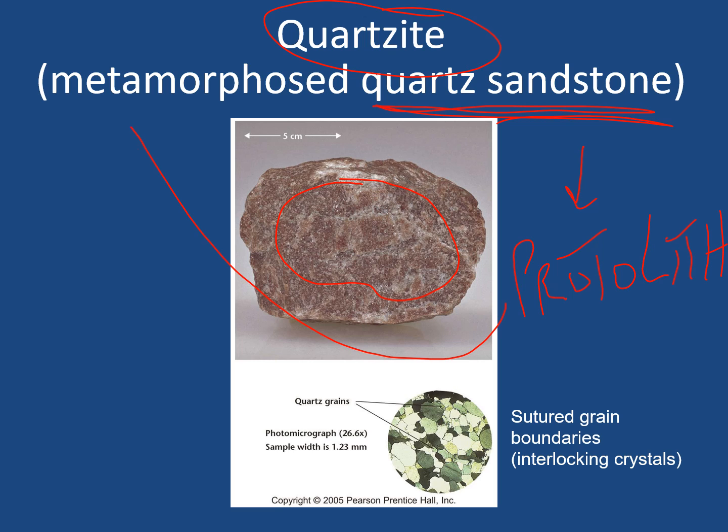And when quartz sandstone is metamorphosed, it turns into quartzite. And just like we saw with marble, if you look at quartzite under a microscope, you can see these interlocking crystals of quartz, otherwise known as sutured grain boundaries.